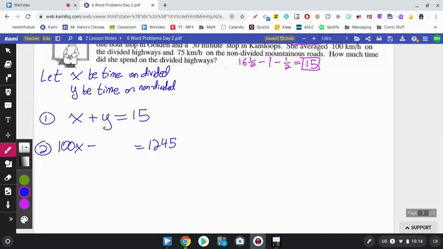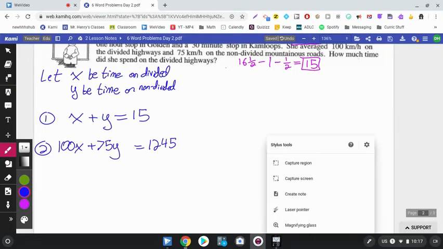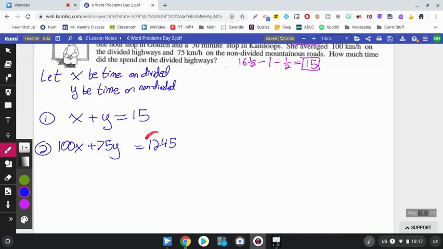Plus 75y, 75 kilometers an hour for a certain amount of hours. So it's the distance on divided plus the distance on non-divided has to equal 1245. All right. Well, there's my two equations. Again, a bit more complicated to actually get to, but now I'm set up to solve.